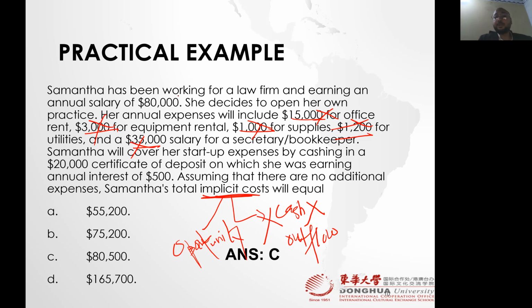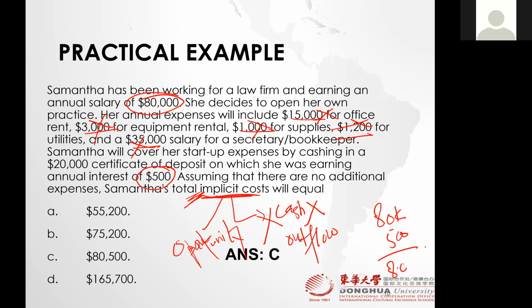So she lost the opportunity of 80,000 and then this 500 interest. The total of implicit is going to be 80K plus 0.5K. Understand? You need to be very careful.